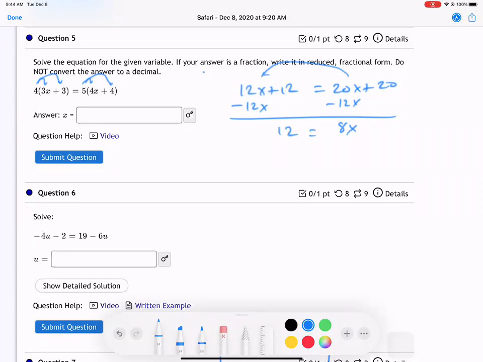This 12 hasn't changed, as well as the 20. These are just coming down. Now, we want to solve for x, so we get rid of the 20 first. And then we'll get rid of the 8 next. Opposite of multiplication is division, so we're going to divide 8 to both sides. So x is equal to negative 1.